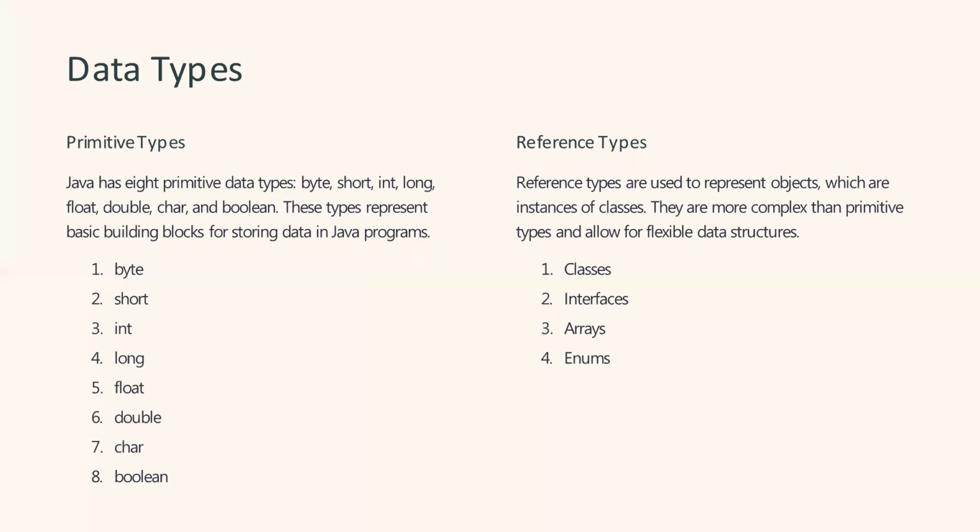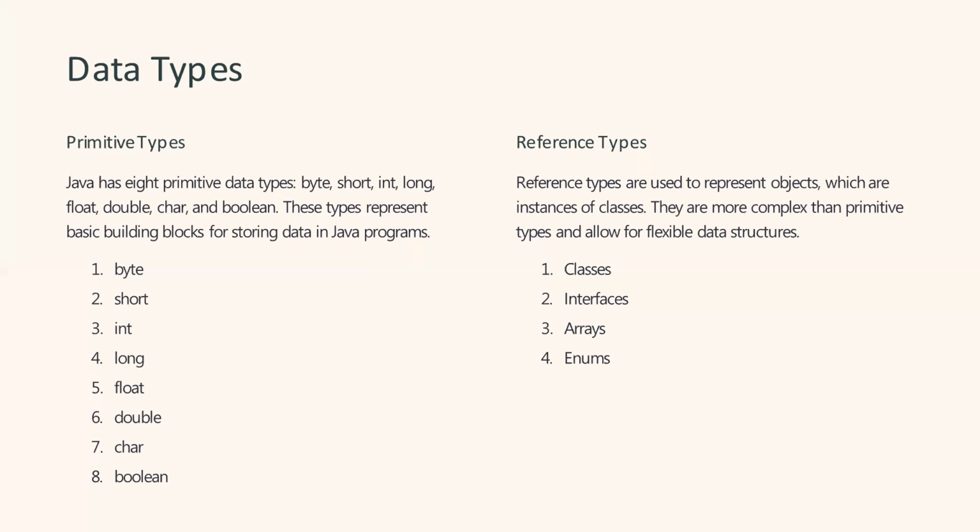Then reference types. Here, if you see, reference types are used to represent objects which are instances of classes. Instance of a class means it is one object of the class. They are more complex than primitive types and allow flexible data structures. So which are the reference types here? Classes, interfaces, arrays, then enums.